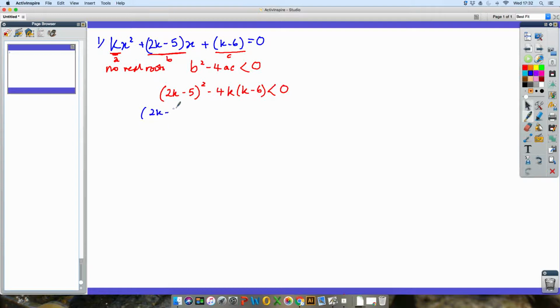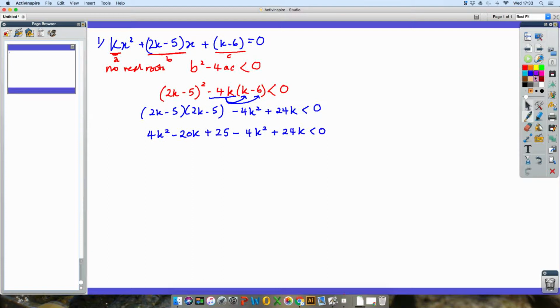This one, double bracket, when we're squaring things, make sure we square them. This one I might just do straight away: minus 4k times k is minus 4k squared, minus 4k times minus 6 is plus 24k, it's less than 0. Expand this one then, you should be able to do that. That's going to give you 4k squared minus 10k minus another 10k, 20k, plus 25 on the end, minus 4k squared. Just writing all that down on the next line.